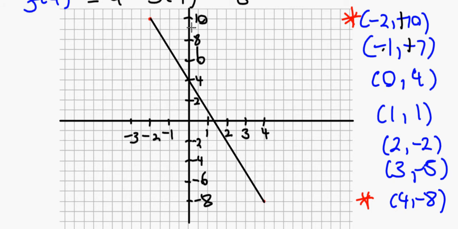Okay, so now we can dot in the other points. We knew that it's minus 1, 7, which is this one here. 0, 4, which is this one here. 1, 1 is this one here. 2, minus 2 is this one here. 3, minus 5 is this one here. And obviously 4, minus 8 is that one there. So we can see that the line goes through all those points.